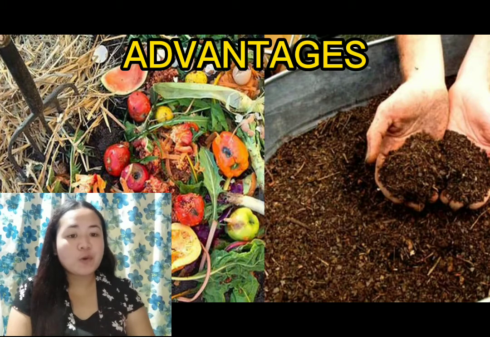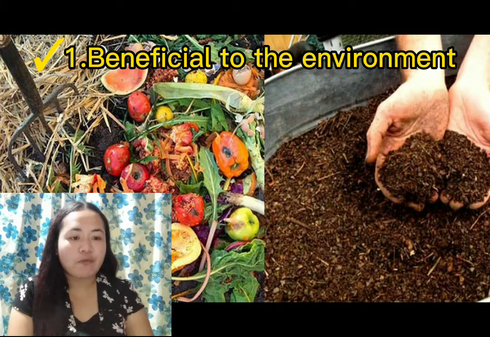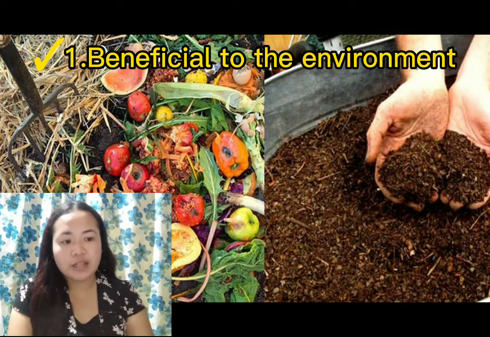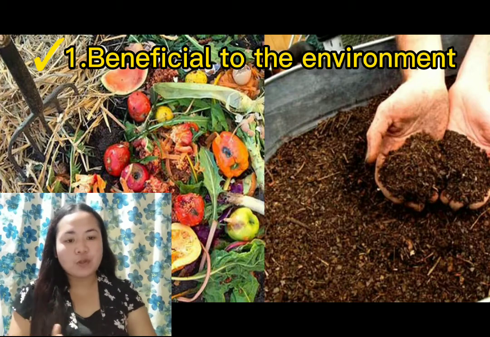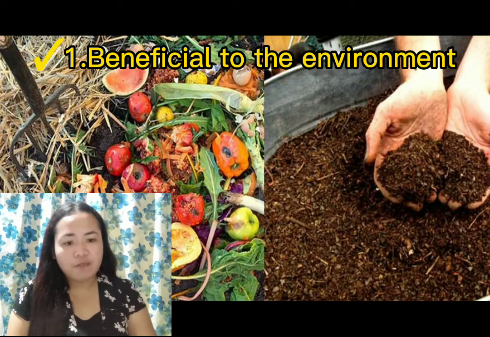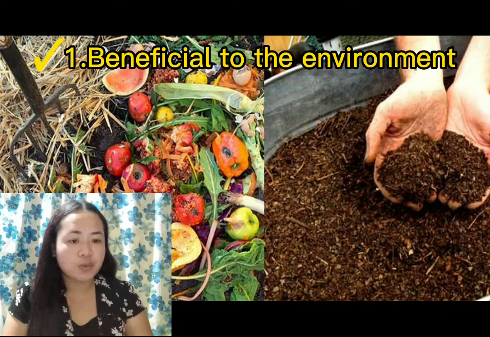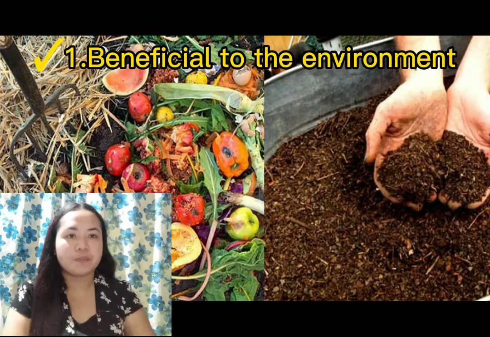The advantage of composting is that, first, it is beneficial to the environment. One of the biggest advantages of composting is that it is eco-friendly. If done right, the process of composting has minimal effects, if any, on the environment. For example, aerobic composting and vermicomposting get rid of waste materials without any harmful byproducts.